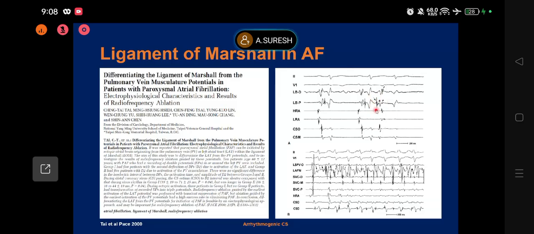Whenever atrial fibrillation was induced in this study, they saw that the ligament of Marshall potential was preceding. Whenever the APC triggered the atrial fibrillation, this vein of Marshall potential was leading to the atrial fibrillation. So in this paper, when this was targeted, it led to the suppression of atrial fibrillation.